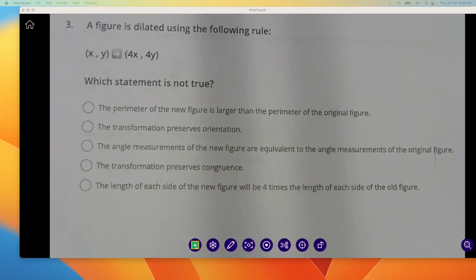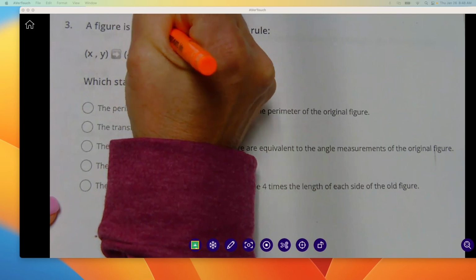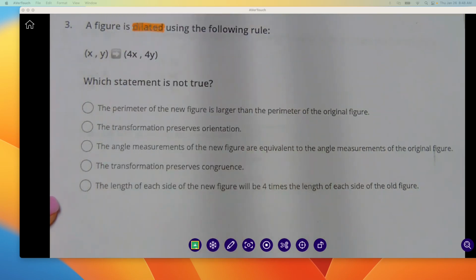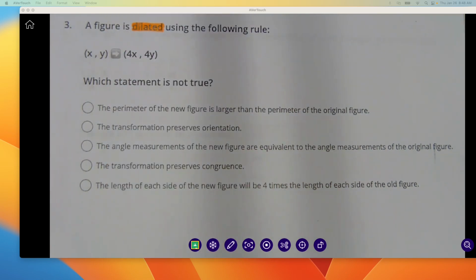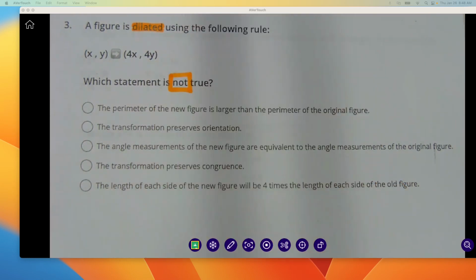Okay, let's look at question 3. It says a figure is dilated using the following rule. Which statement is not true? Okay, so we're going to highlight dilated. That's what transformation we're using. They want to know which one is not true.